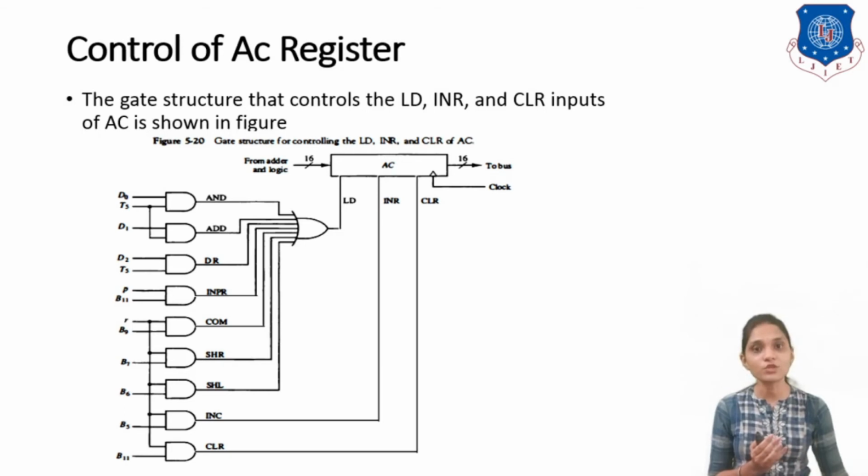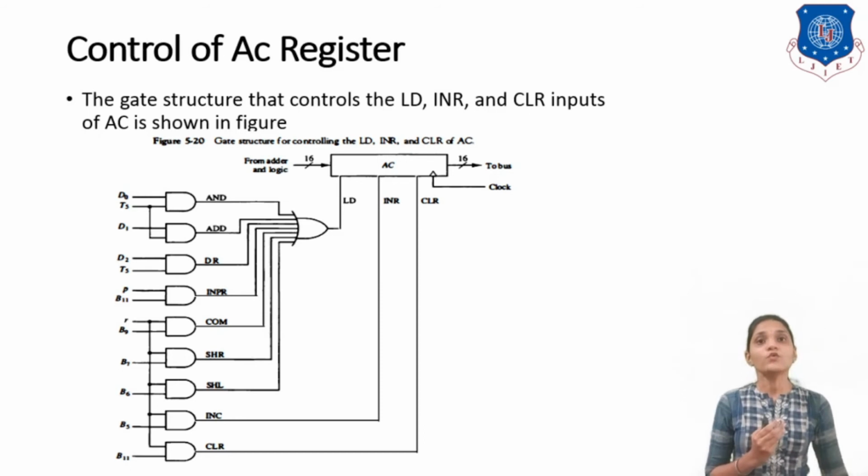And for the rest of the register reference conditions, that is complement accumulator, shifting right and shifting left, we have used them over here. For clearing the content of the accumulator we have directly used the clear control, and for incrementing we have used the increment control for the content of the accumulator register.